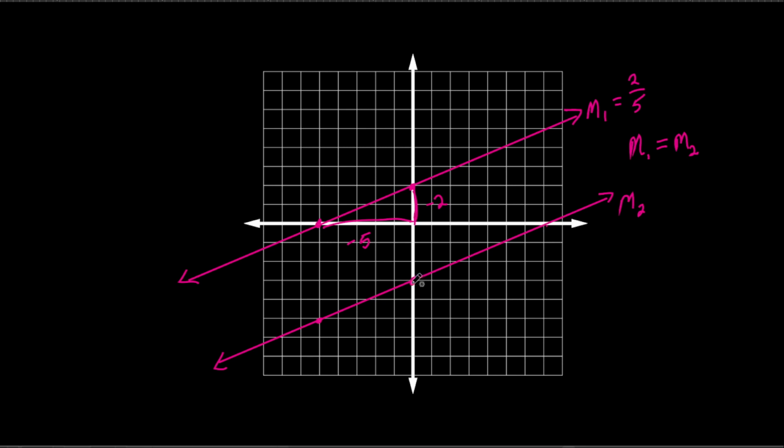So again, what can we do? We can check the rise over the run. So that's -2. That's -5. Same exact rise or run. So the slope of M2 is also 2/5.